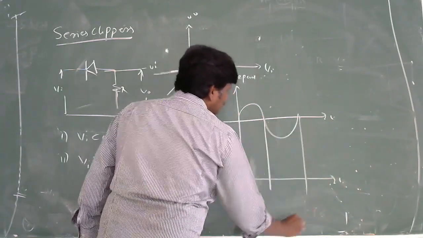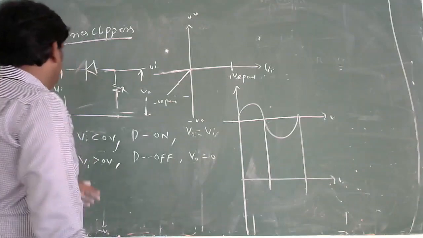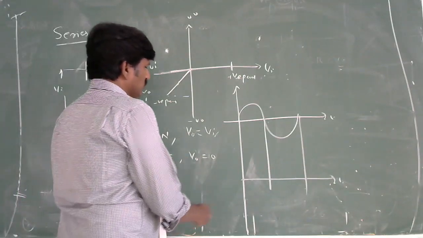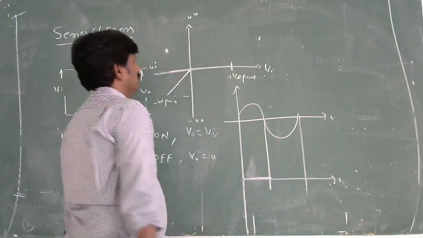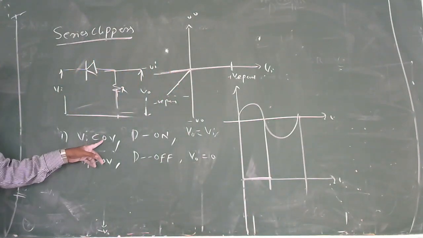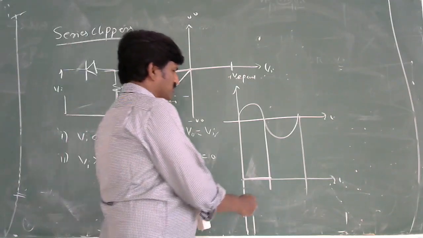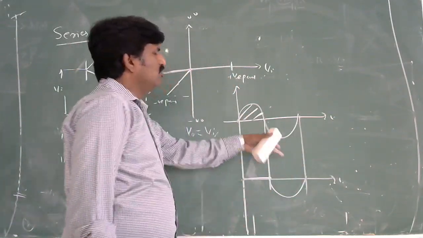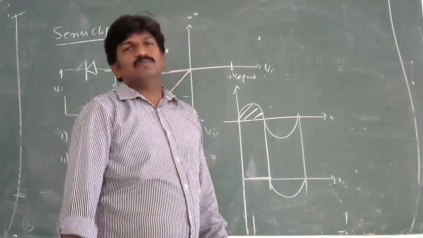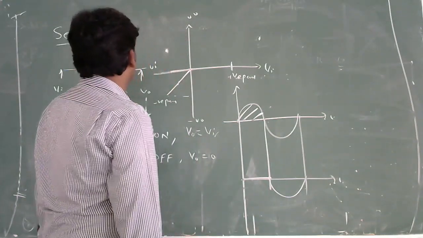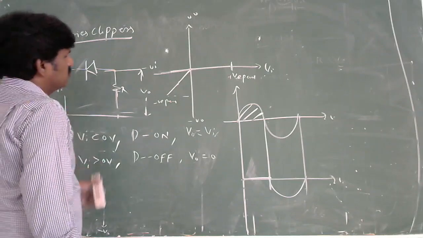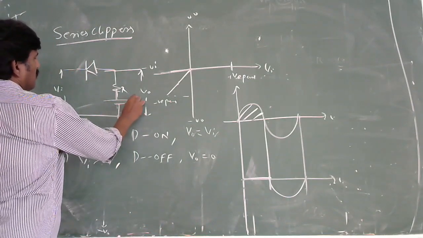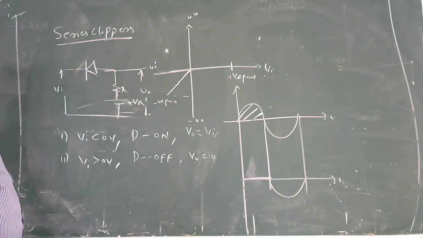Take the correspondence. In the positive cycle, when Vi is greater than 0, what happens? Output follows 0, no output. When Vi is less than 0, output follows the input. It means that the positive portion is totally clipped off, and the negative portion passes through the resistor and gives some output. Then for this also you have to have a positive reference and a negative reference.